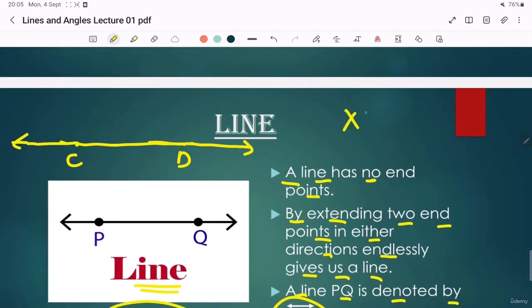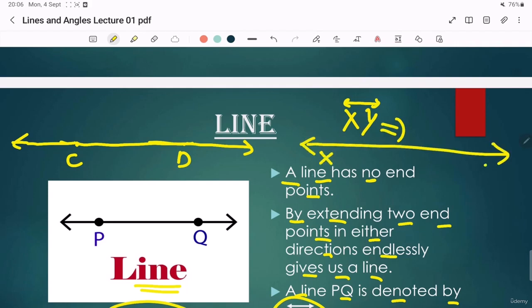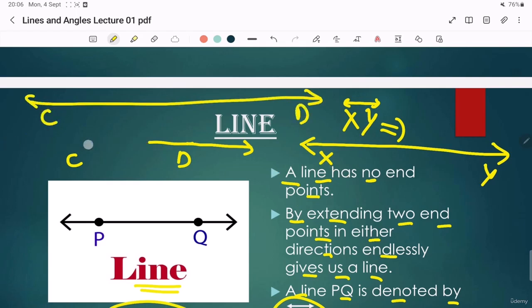Let's say I write XY like this. This means this is a line, with one point X and another point Y. Since a line has no endpoints, it is not of definite length. Let's say I draw a line like this. I write C here and D here. This is also a line. Symbolically I can write C and D and draw a line with arrows at both ends.